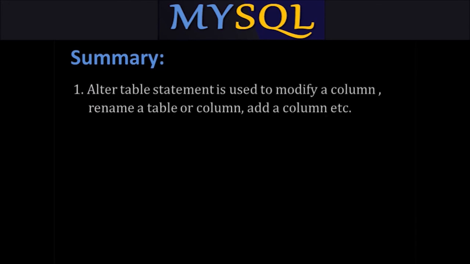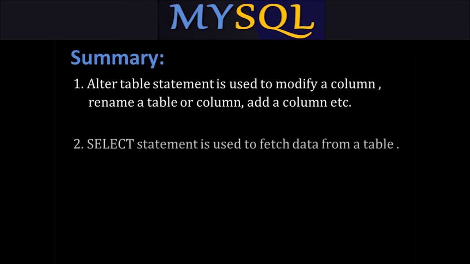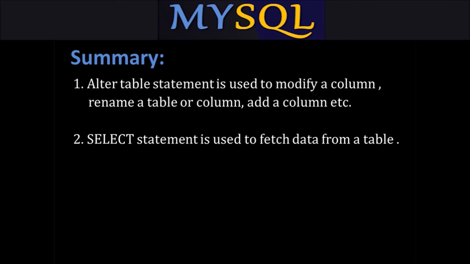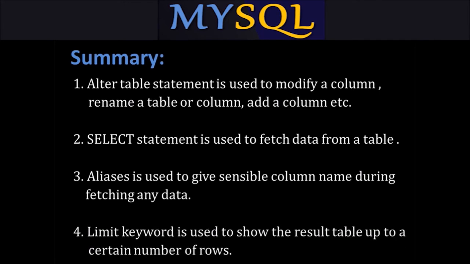So till now, what we have learned from this video. Alter table statement is used to modify a column, rename a table or column, add a column, etc. Select statement is used to fetch data from a table. Aliases is used to give sensible column names during fetching any data. Limit keyword is used to show the result table up to a certain number of rows.